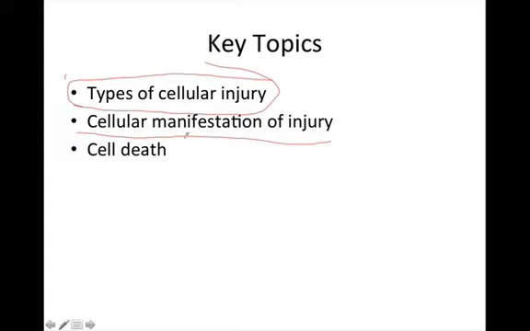So when injury occurs, what happens? Like what are the morphological or physical changes to cells that we see when they're injured? And then I'm really not going to focus on cell death in this particular presentation. I'm going to save that for the next one. But basically these two topics here are the main ones we're going to focus on. All right.